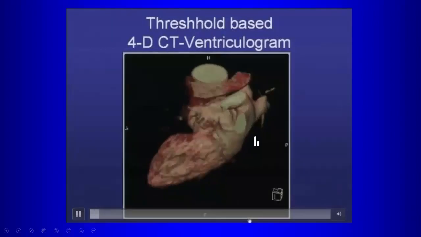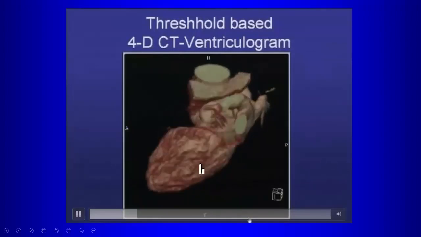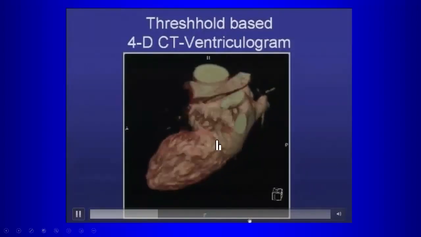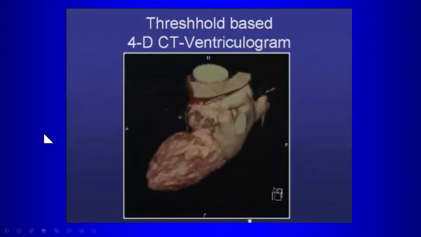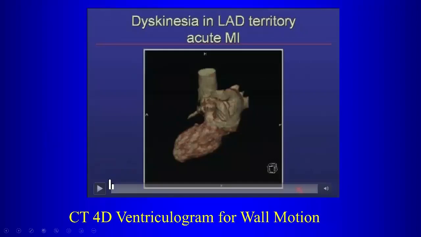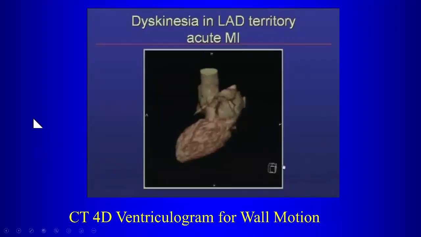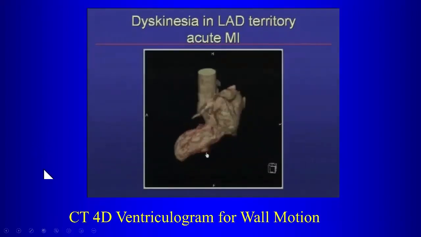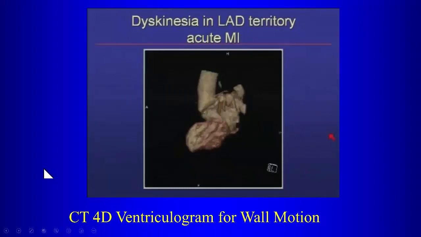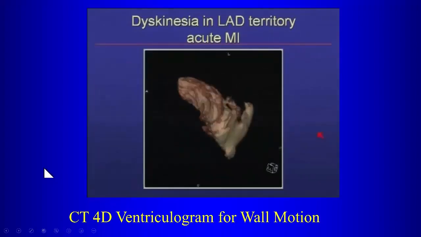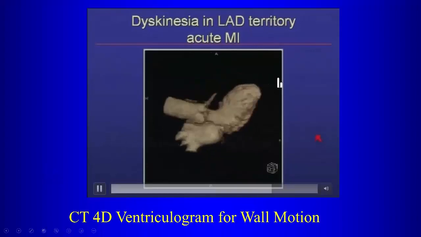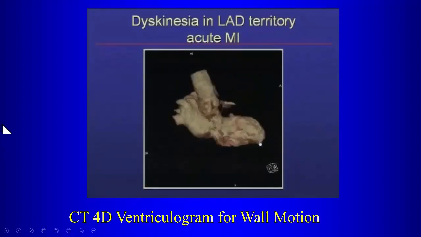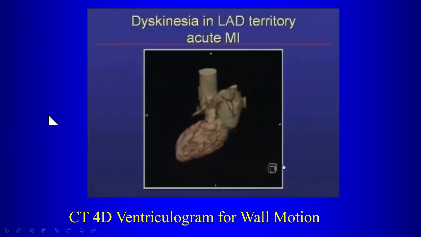Now, we can also look at wall motion if you've done retrospective gated cardiac CT. So this is a volume rendered image from a CT looking at the left ventricle. So we can do ventriculograms from CT data also. And this is an example here of dyskinesia in the distribution of the LAD, outlined there, from a prior LAD infarct. And then here, as we move that around, you can see that this part of the ventricle is not moving well at all towards the apex and the anterior wall.